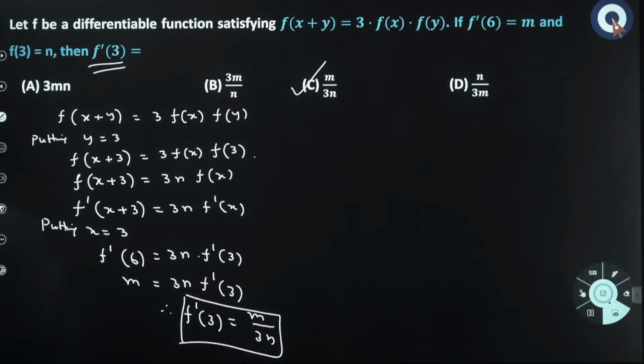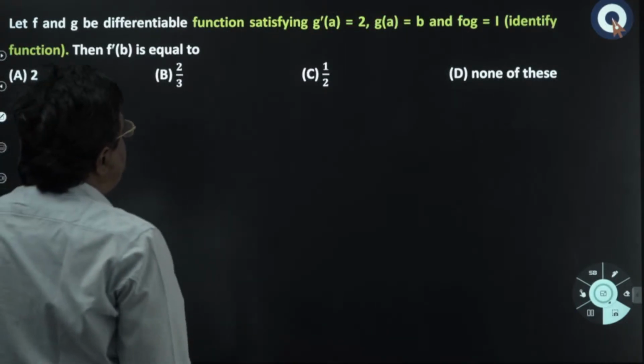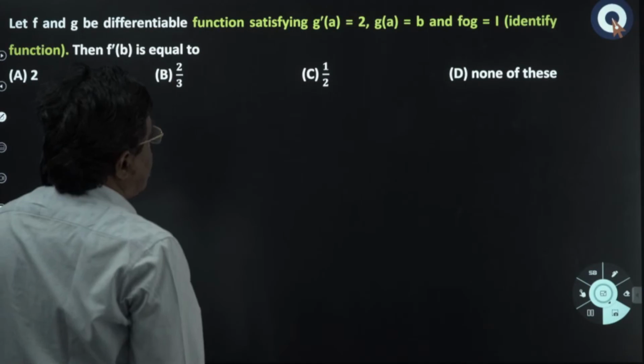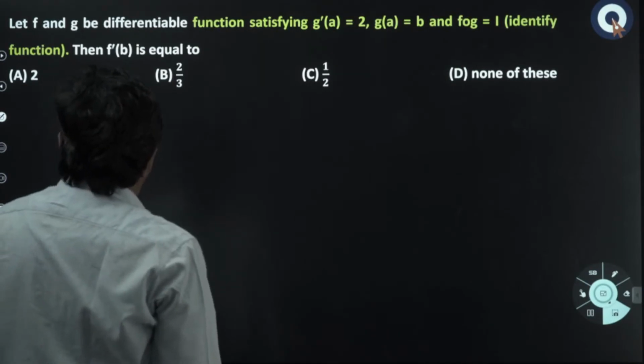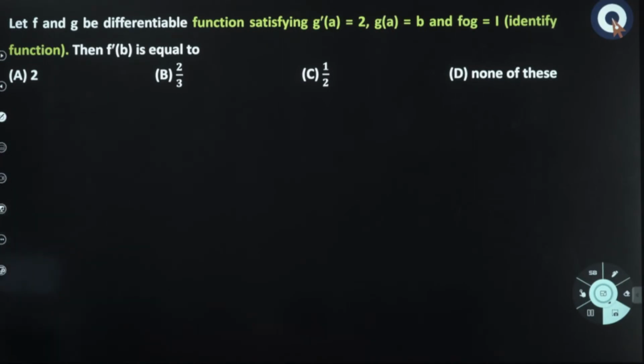Okay, then let's do one more. Let f and g be differentiable functions satisfying g dash a is equal to 2, g of a is equal to b, and f circle g is an identity function. Then f dash b is equal to?